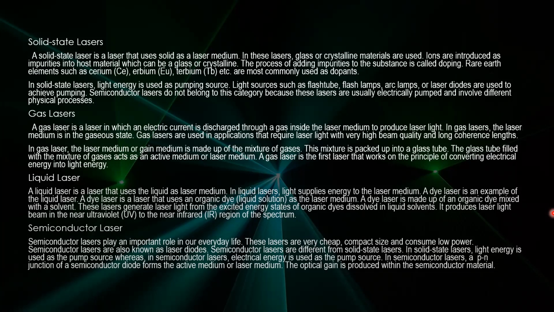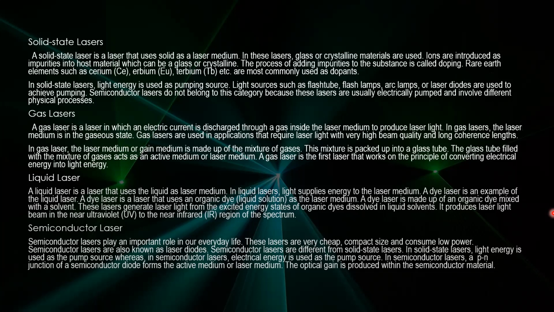In solid-state laser, light energy is used as the pumping source. Light sources such as flash tubes, flash lamps, arc lamps, or laser diodes are used to achieve pumping. Gas laser. A gas laser is a laser in which an electric current is discharged through a gas inside the laser medium to produce laser light. In gas lasers, the laser medium is in the gaseous state.